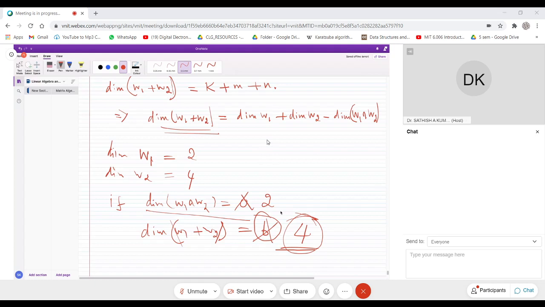So if you are given only two bases, how do you analyze the basis for W1 plus W2, and how do you analyze the basis for W1 intersection W2? Based on the dimension of W1 intersection W2, whether it is 0 or some finite number, the complete analysis will change. So it might be useful there.